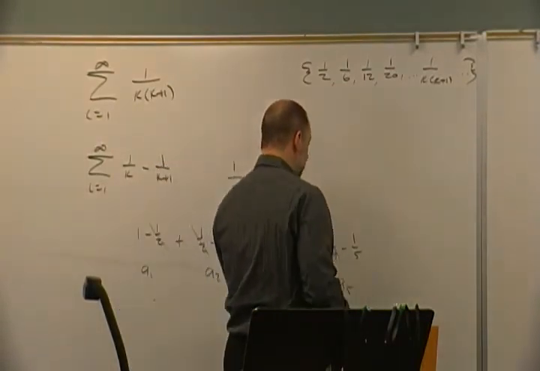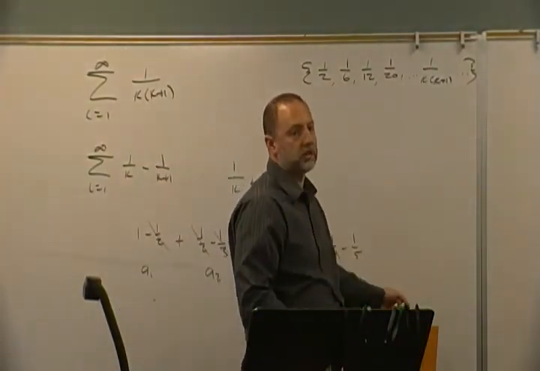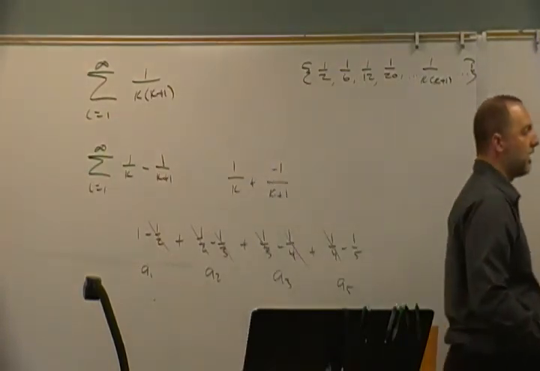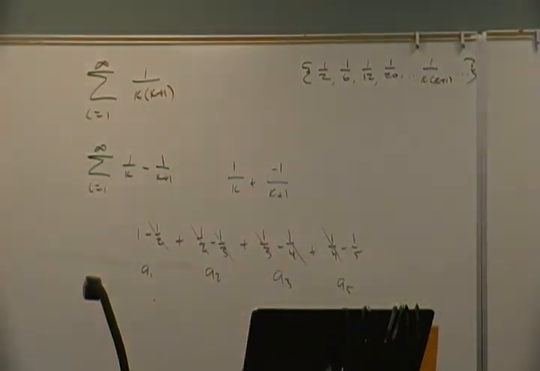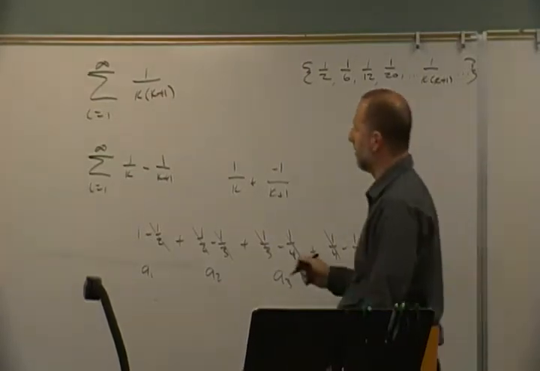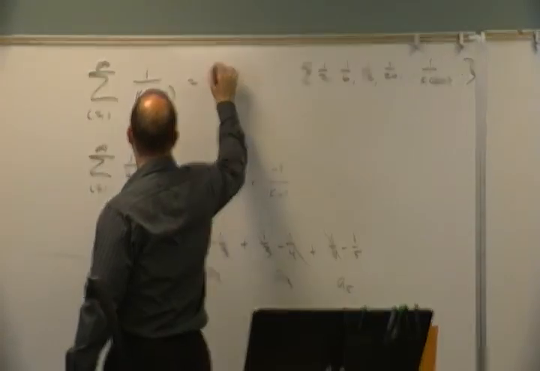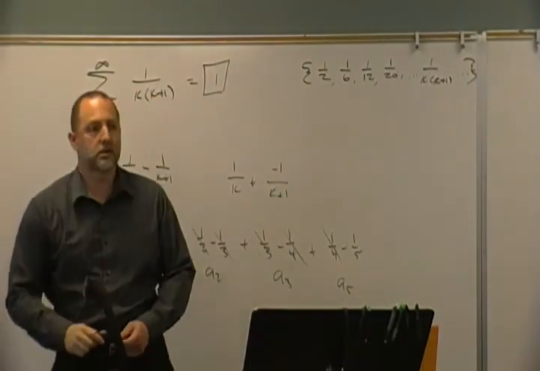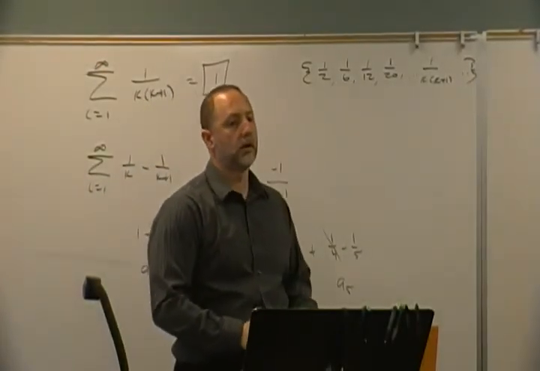The only reason I don't have the end one is because I was too lazy to write the a sub 6 term. All of them but one cancel. So if this goes on infinitely, they have infinite cancellation. What am I left with? So what does this series equal? One, so it does converge. That series converges to 1.